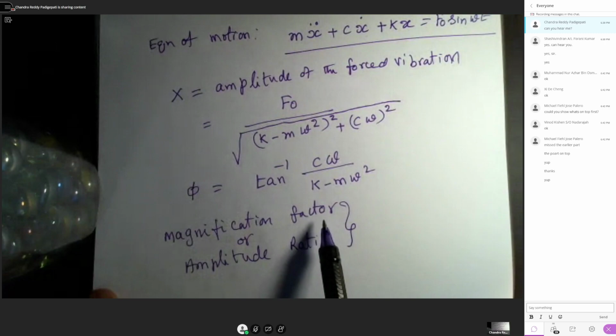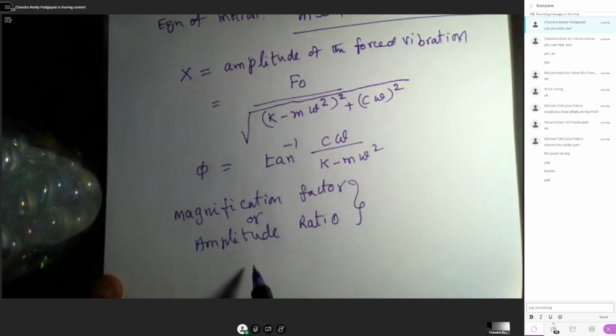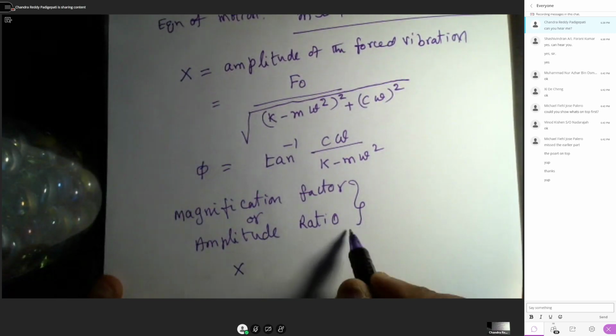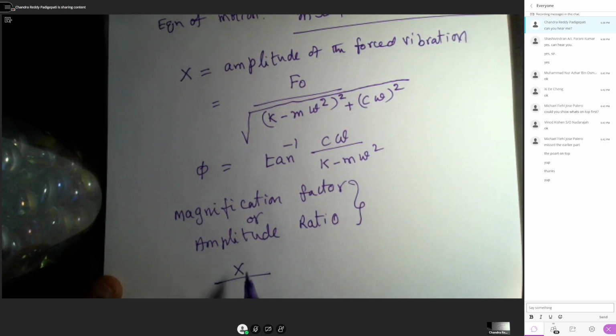Here, the magnification factor we simply can write as the ratio of the two amplitudes. x is the amplitude of the forced vibration, and due to the external force, the amplitude we can write as f naught over k.